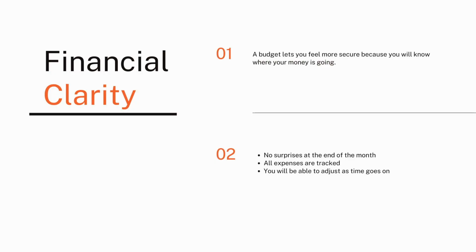3. Financial clarity. When you don't know where your money's going, or if you'll even have enough to cover your bills, it's incredibly stressful. A budget lets you feel more secure because you know exactly how much you can spend, where you're allocating your money, and if you need to make any adjustments month to month.